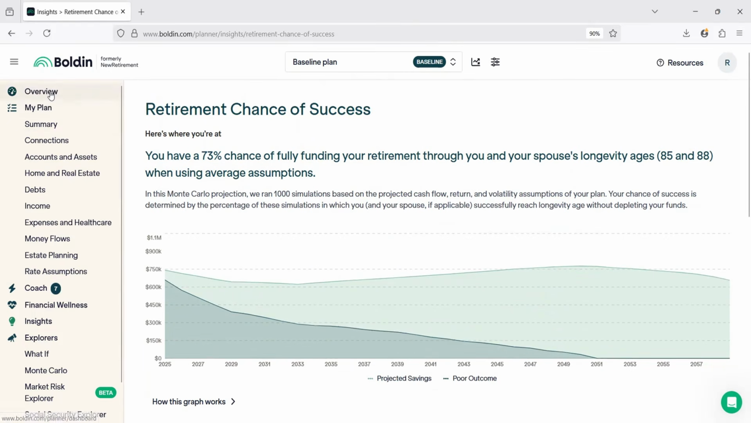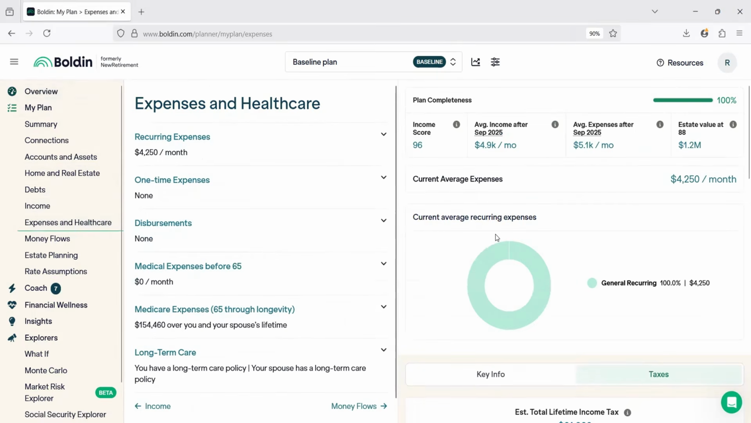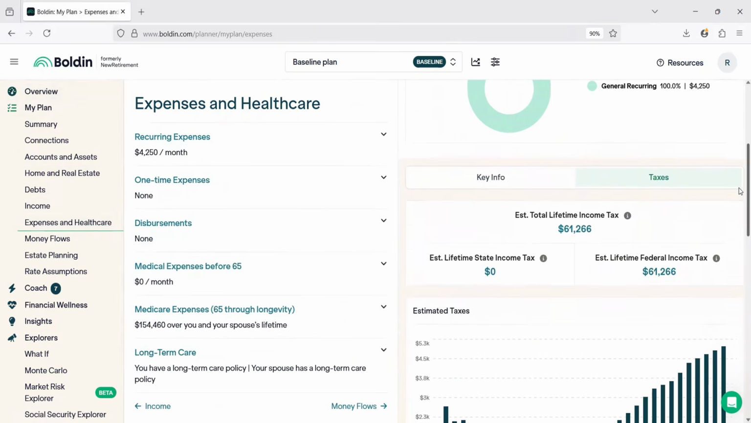but let's see what we can do now to tweak it. So we're going to take a look at some of the explorers. We're going to create some different scenarios. The first thing I want to do is take a look at my taxes. Okay. And to do that, we go over to expenses and healthcare.